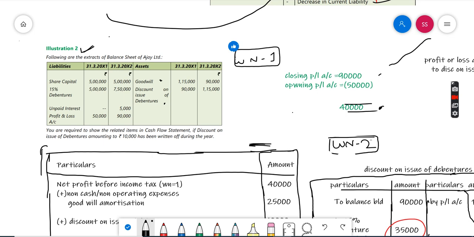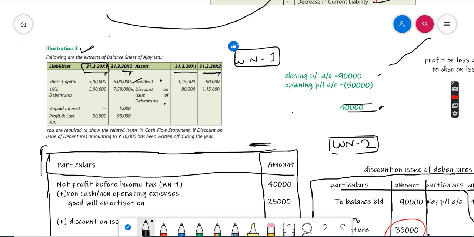These are the opening liabilities in 2001 and then 2002. Opening liabilities, closing liabilities, opening assets, closing assets. Now this is the share capital. Share capital didn't change, right? Opening share capital is the same as closing share capital, so we don't need to worry about that. And then debentures has changed, so we need to find out what made the changes in the debentures.